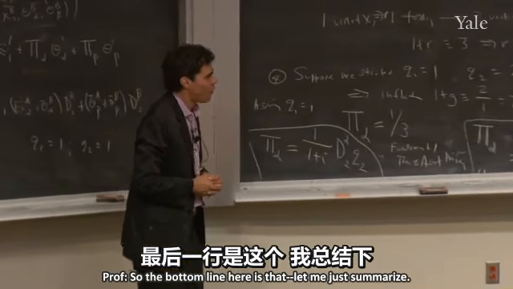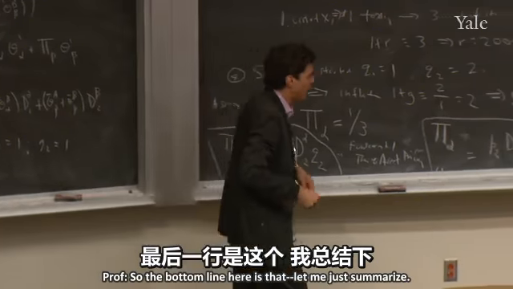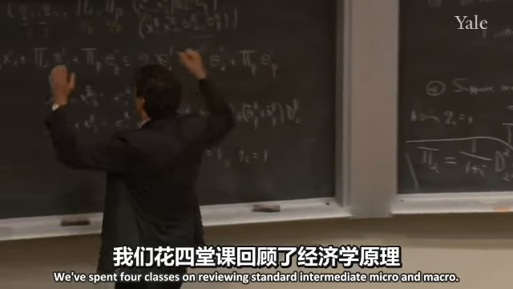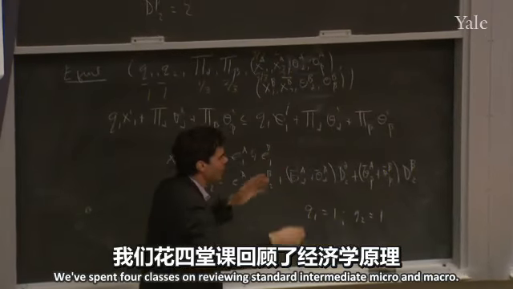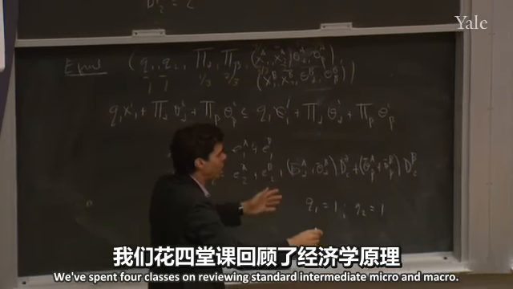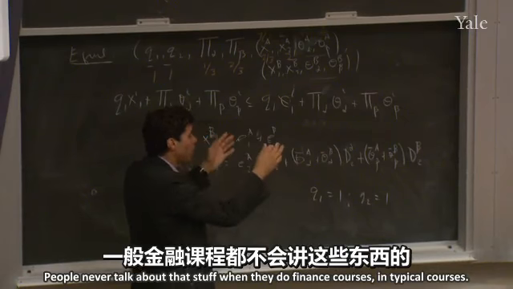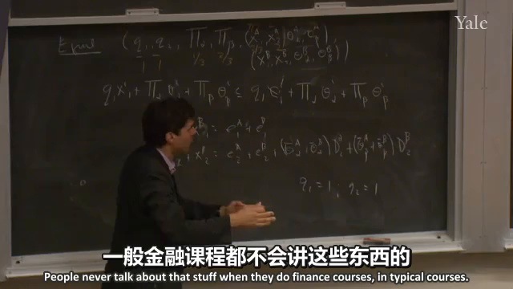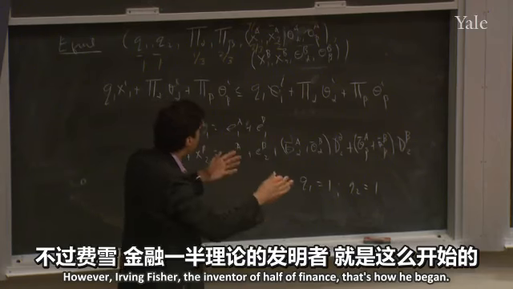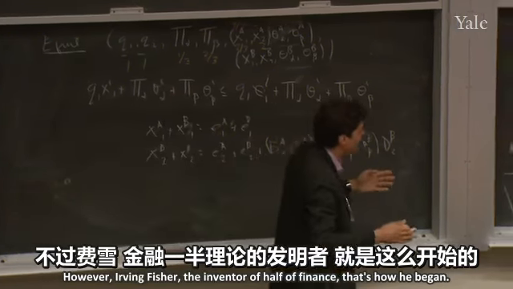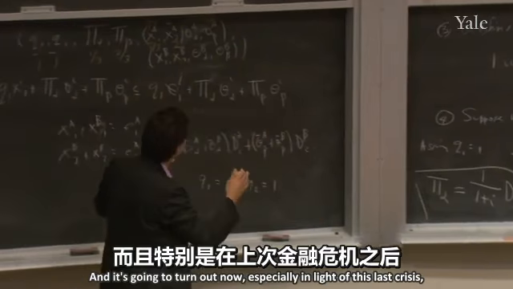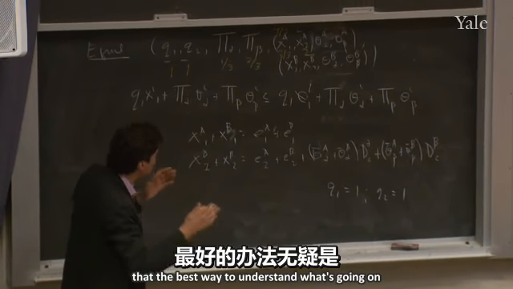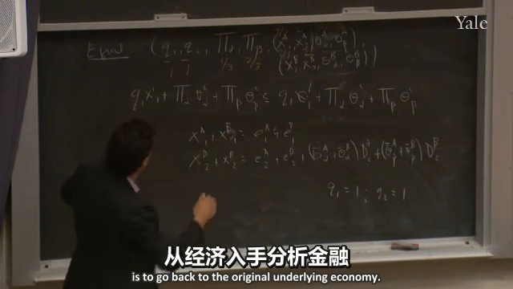Okay, so the bottom line here is that, let me just summarize. We've spent 4 classes on reviewing standard intermediate micro and macro. People never talk about that stuff when they do finance courses and typical courses. However, Irving Fisher, the inventor of half of finance, that's how he began. And it's going to turn out now, especially in light of this last crisis, that the best way to understand what's going on is to go back to the original underlying economy.